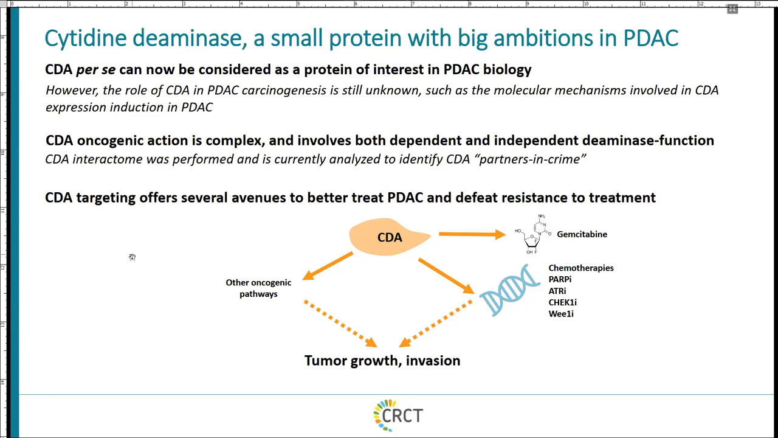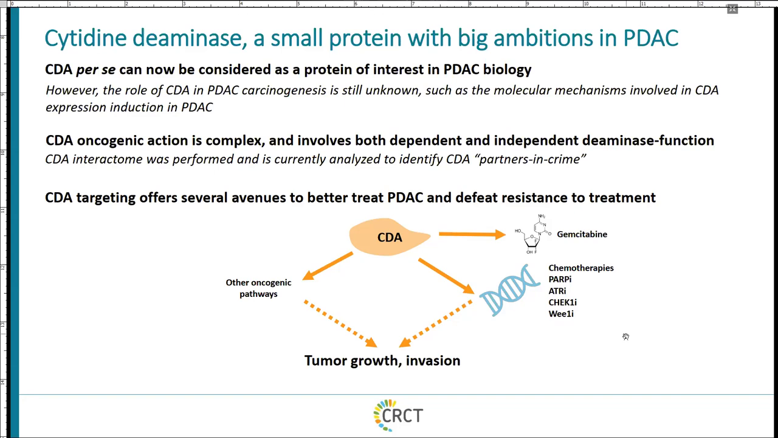I've shown you only the role in DNA replication, but we are now investigating other oncogenic pathways that need CDA for functioning and for promoting pancreatic cancer cell growth. So CDA oncogenic action is quite complex, and we found that it involves deaminase-dependent, just like we showed, or independent functions, this is a work in progress, meaning that CDA can be an integrator or can partner with other proteins, and we have performed a CDA interactome that is now analyzed to identify proteins that might be involved in the proliferation of cancer cells.